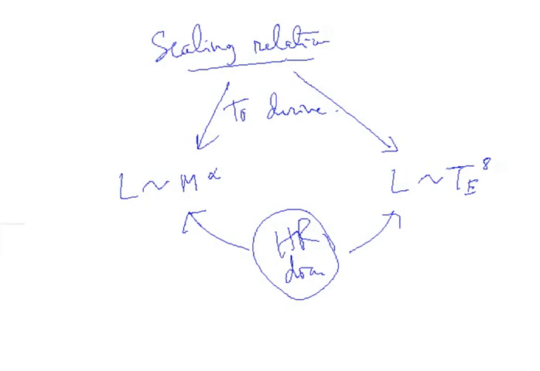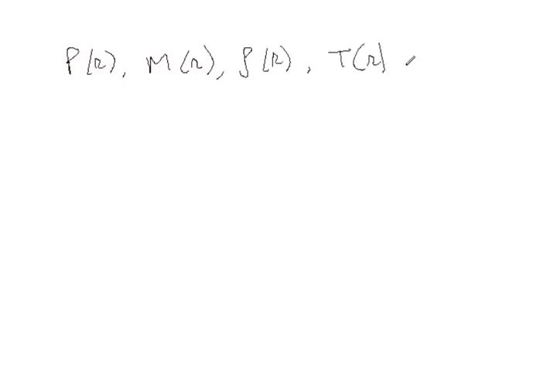You see, let us assume for simplicity that the functions P(r), M(r), rho(r) and T(r) are roughly all power laws. That means P(r) follows r to the power beta, M(r) follows some other form, r to the power gamma, and so on and so forth. Now if this is so, then what will happen to the stellar structure equations?